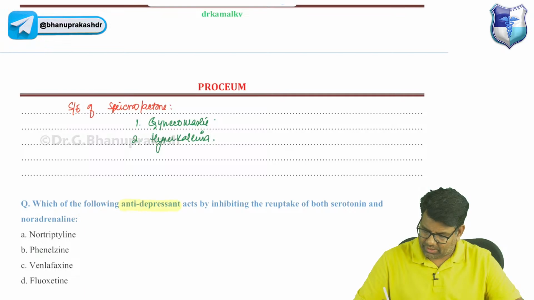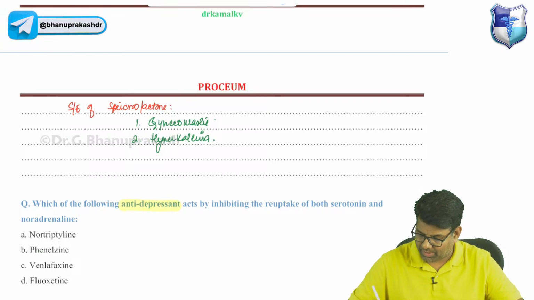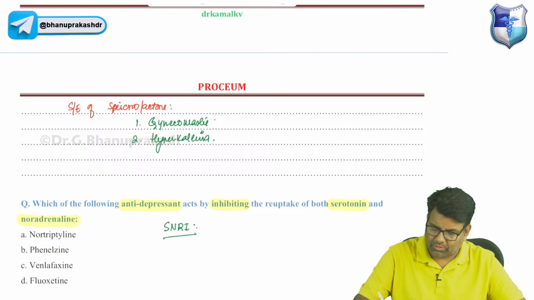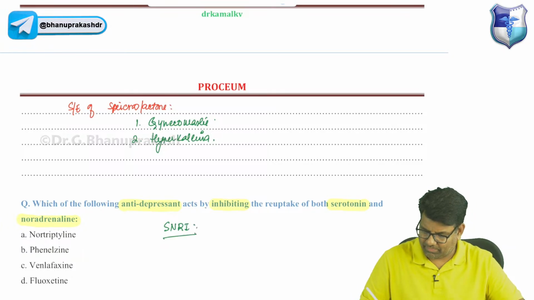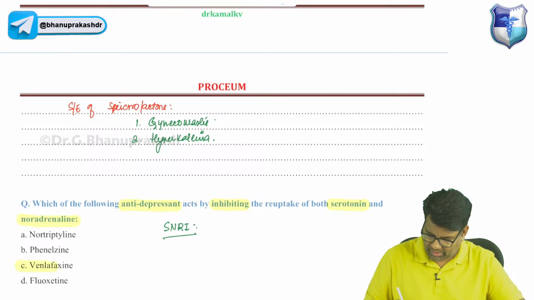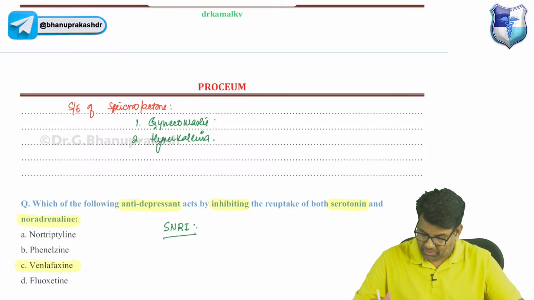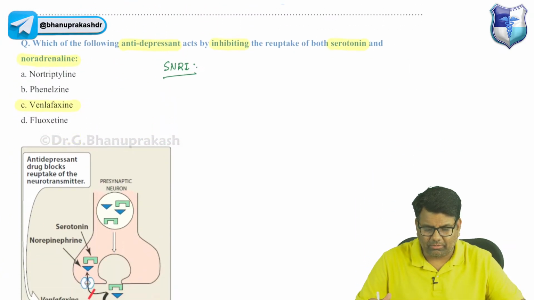Which antidepressant acts by inhibiting reuptake of both serotonin and noradrenaline? Yes, we are talking about an SNRI drug, a serotonin norepinephrine reuptake inhibitor. This is venlafaxine. Serotonin, norepinephrine reuptake inhibitor. This is venlafaxine.